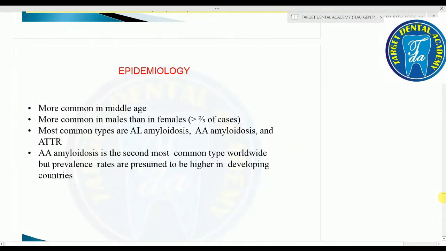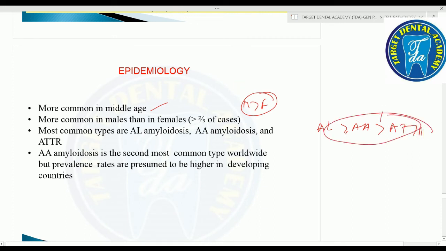So after this, let's discuss the epidemiology. It most commonly occurs in middle age and more commonly occurs in males than in females. The most common type is AL amyloidosis, then AA, and then ATTR. Important. The amyloid associated protein is the second most common type worldwide, but prevalence rates are presumed to be higher in the developing countries.